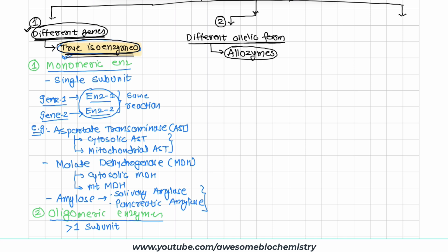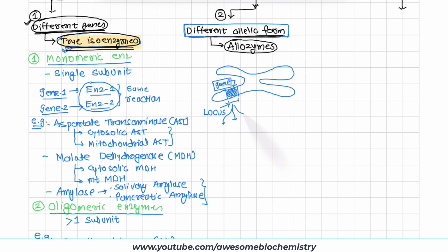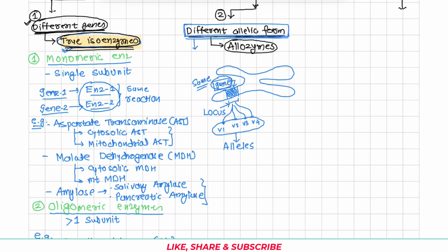Now I know you must be wondering, what do these different allelic forms actually mean? See, every gene sits at a fixed position or a fixed spot on a chromosome. That spot is called its locus. But here is the interesting part. The same gene can exist in slightly different versions from one person to another, and those versions are what we call alleles. So when we say different allelic forms, we are talking about the same gene sitting at the same locus but having small variations from one individual to another.